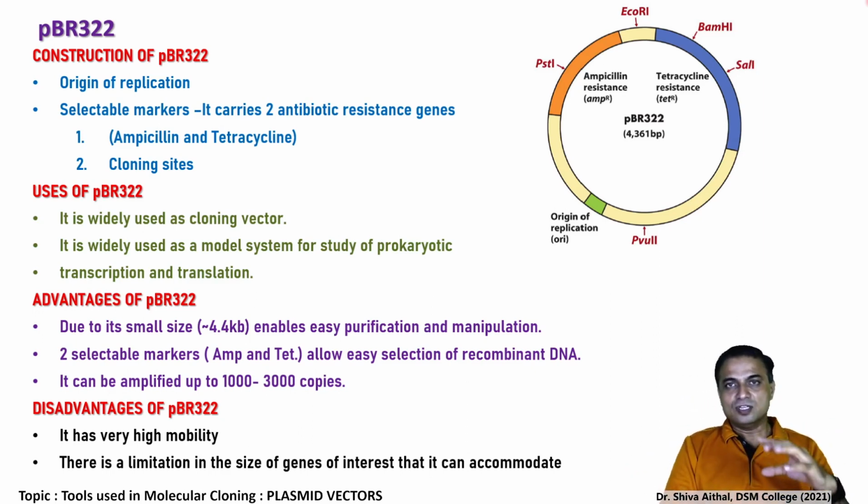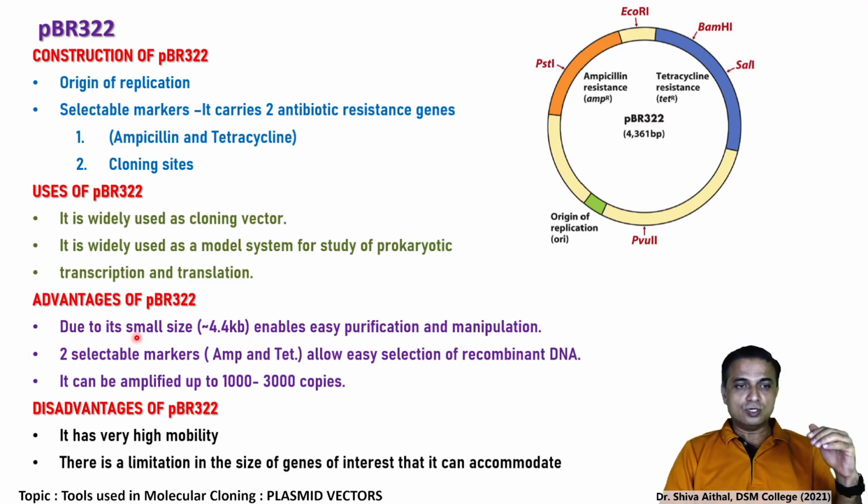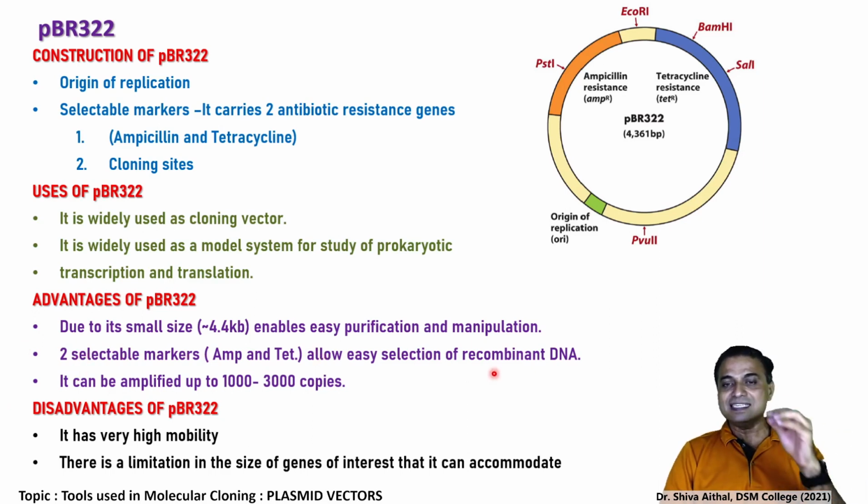plating techniques. The recombinant DNA molecule, which we call the chimera, or cloned DNA, when introduced inside a host, that host, whether it grows or not on a plate by some visually differentiating colony character, like a pink colony or a white colony or a blue colony or a white colony, that will define whether the gene of interest is introduced or not. Okay, so two selectable markers which allow easy selection of recombinant DNA technology by plating techniques.